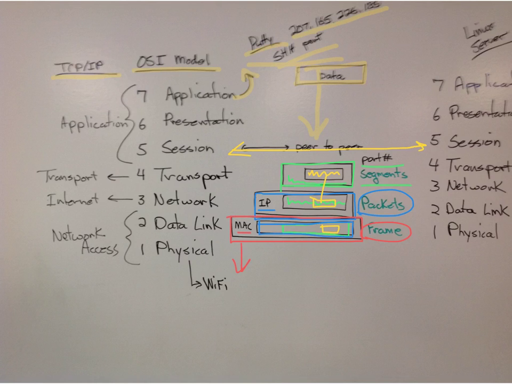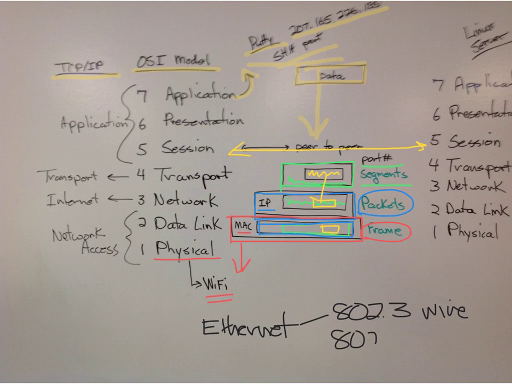Frames are put out on the network. The physical layer decides how to send it across. For example, here I used Wi-Fi, or it could be, in fact, let me back that up once here, Wi-Fi, it could be Ethernet in terms of 802.3, which would be on the wire, or 802.11, which would be the Wi-Fi standard.